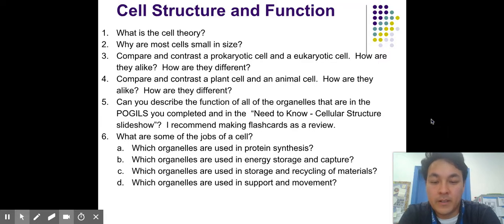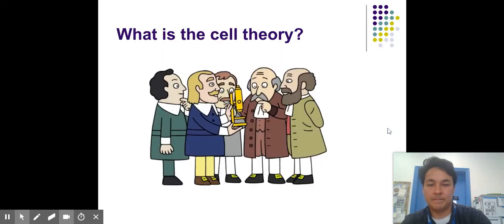All right. And what are some jobs of the cell? And so just like you have jobs that you need to do, a cell does as well. And so a big one is making proteins. How does that happen? Another one is capturing and using energy and storing it. Storing and recycling materials, and then supporting movement. And those are all things that you do as well. All right, let's jump in.